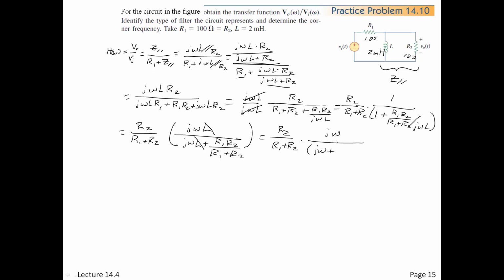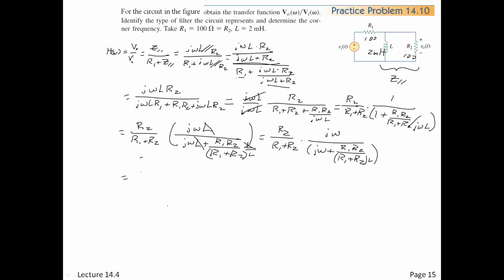J omega times R1, R2 over R1 plus R2. All right. So to have canceled out these L's, I had to have had an L over L out here to cancel that guy, which means over here I've got this times L. Whoa. All right, and what is this now looking like?